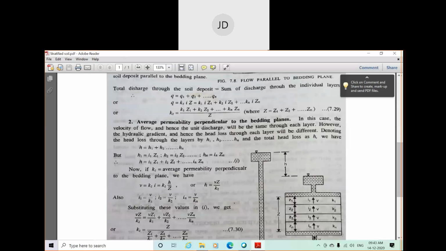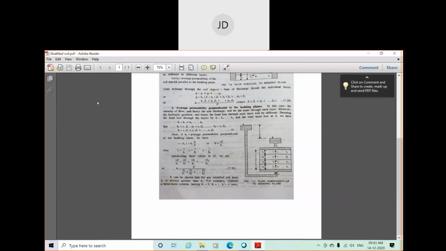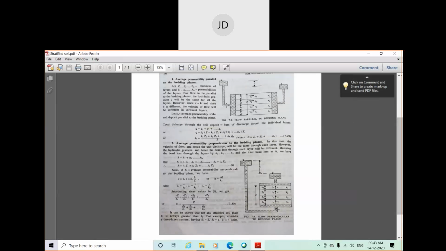Even from the drawing, you will have an idea that when the flow is parallel to the bedding plane, two overhead tanks are fitted along the direction of flow, along the bedding plane. So the water or discharge comes through this, and at time t equal to 0, the water is distributed into each layer. In this scenario, for stratified soil, your hydraulic gradient will remain the same throughout the process.